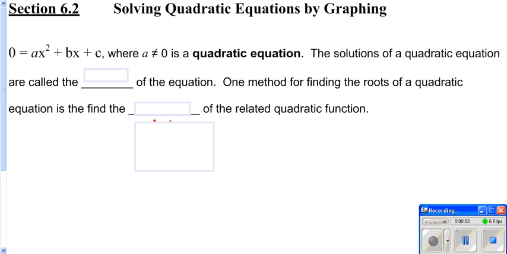We're going to continue to look at solving quadratics. Today we're going to look at solving quadratics through looking at the graph of your function.